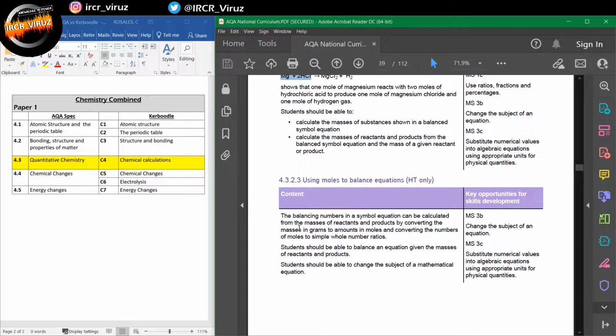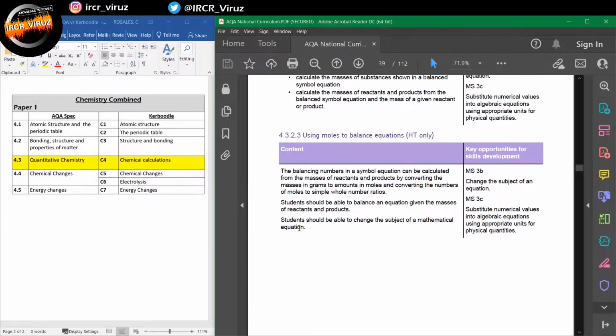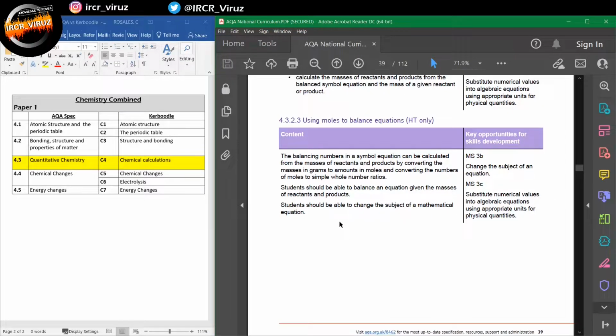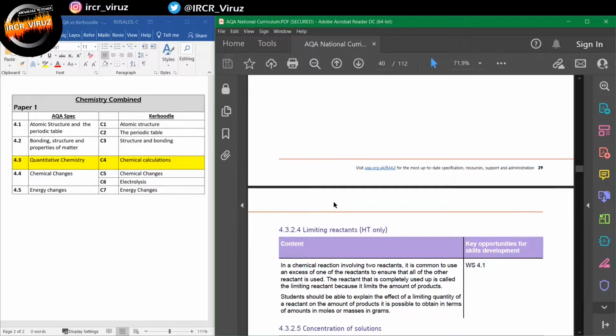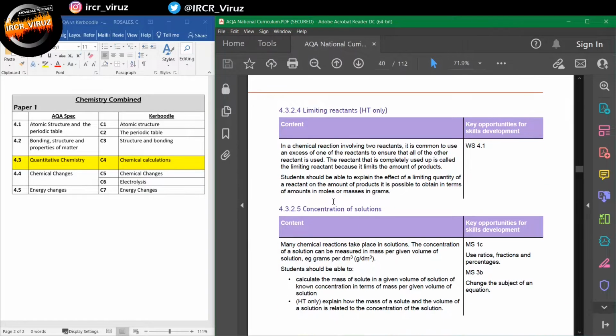Now down here we've got using the mole to balance equations. Again, this is only for higher, and it says that a student should be able to balance an equation given the masses of the reactants and products, and a student should be able to change the subject of the mathematical equation. Now again, if you familiarize yourself with how relative formula mass is calculated, you should have no problems in identifying all of these bits. So it's very important that you practice on that. I'll be making some videos on how to do this specifically.